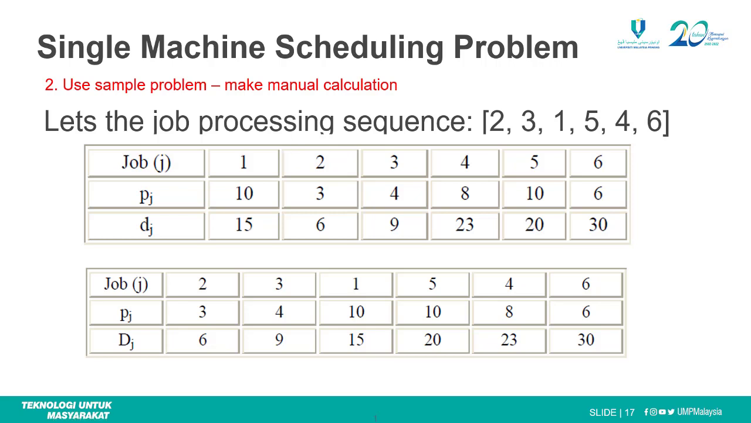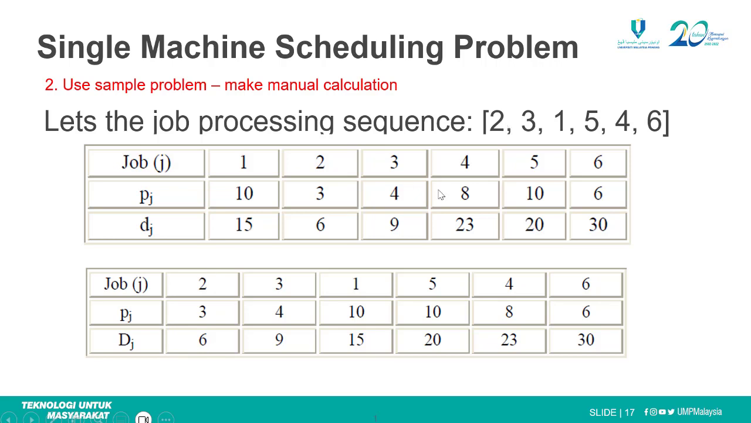We sort the job here according to this sequence: 2, 3, 1, 5, 4, 6. This means that the PJ, or the processing time, and DJ, or the due date, will follow the job. For example, job number 2 requires 3 hours and the due date is at 6 hours. So it will be located at the front here, because job 2 will be processed first.